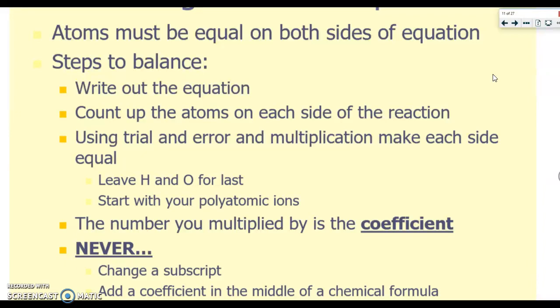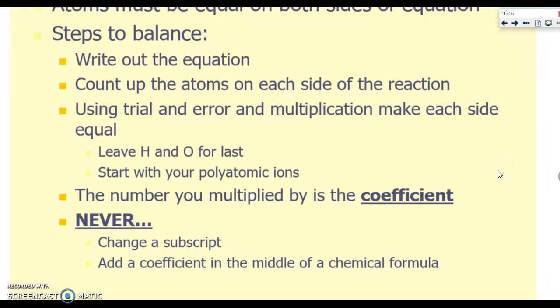It's nice to leave H and O for last because they tend to be in multiple substances, and I often like to start with my polyatomics. Things you never want to do is change a subscript or add a coefficient in the middle of a chemical formula. So the number you multiply by becomes the coefficient. In our next video, we will do some practice problems on balancing.